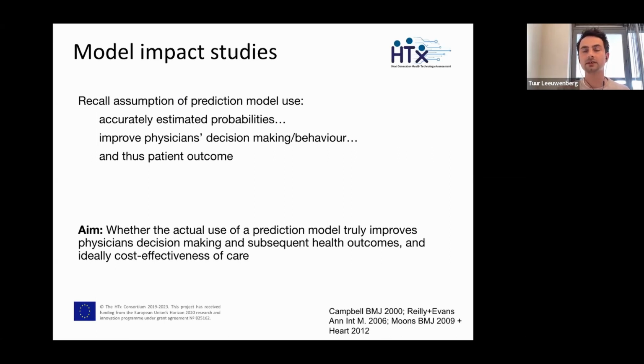But this still needs to be tested. Even if you have a good prediction model, you still want to test if this actually is happening. That's the aim of model impact studies: to see whether the prediction model really improves decision making and the health outcomes that come from that, and ideally even the cost effectiveness of care, because more efficient decisions were made.